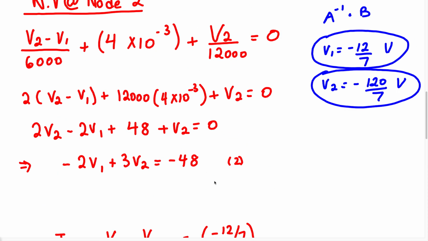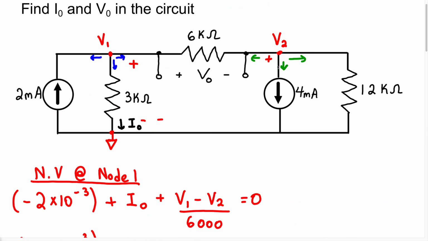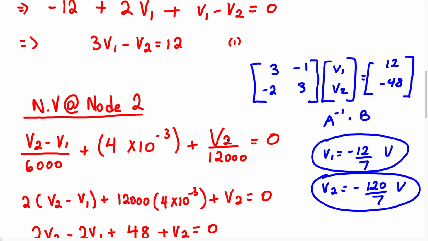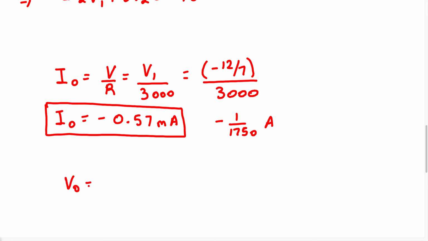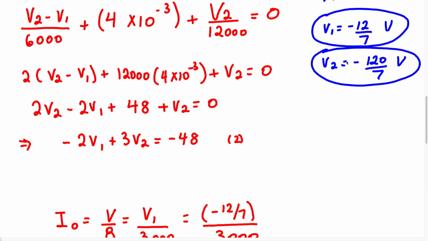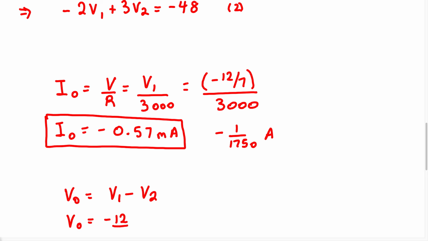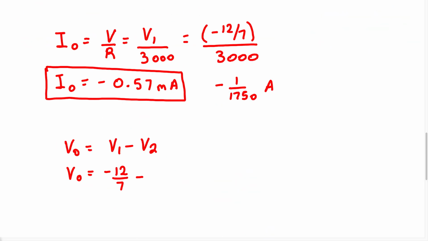Now, when we solve this, they also want us to find VO, which is the voltage across this resistor here. To find the voltage VO, that's just going to be the voltage difference at these two nodes. So VO equals V1 minus V2. We know V1 is negative 12 over 7 minus V2, negative 120 divided by 7. When you solve for this, VO equals 108 over 7, which as a decimal is 15.43 volts. So this is our answer for the voltage VO.